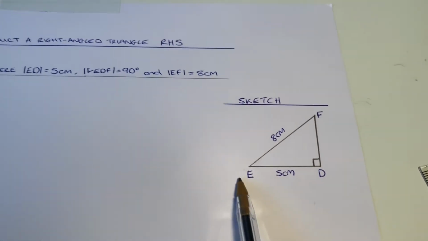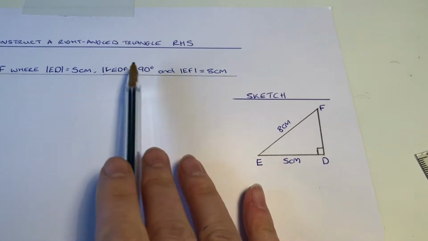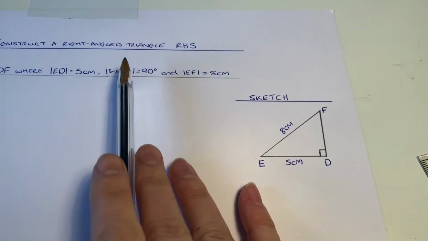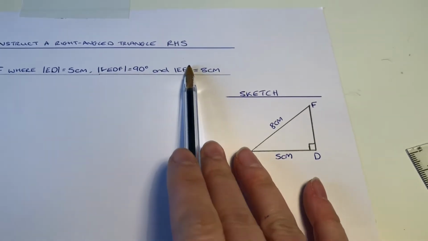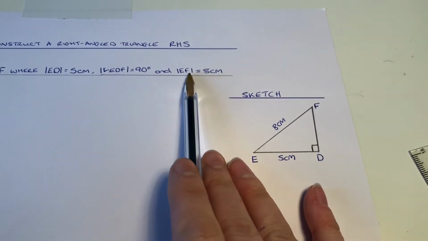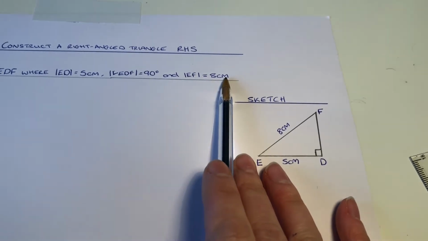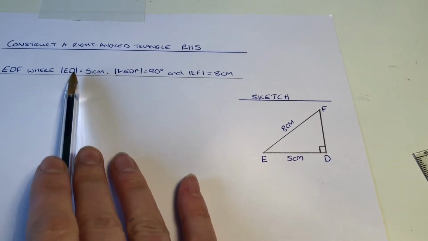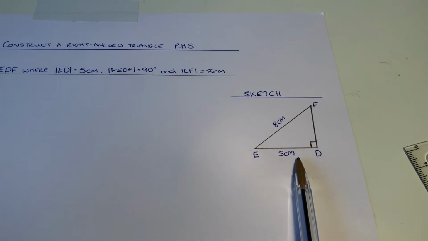There's our sketch. Because we know that we've got a right angle and that it sits at point D, I need a side length that includes D as the base of my triangle. This side length does not include D, it is just E and F, so this cannot be my base of my triangle. Therefore, I'm going to draw the line segment ED first as my base, and that's 5 centimeters.